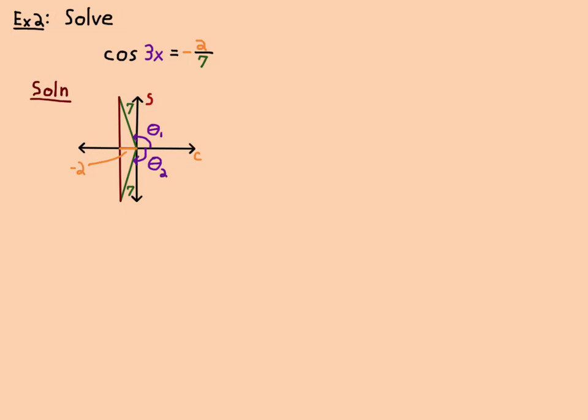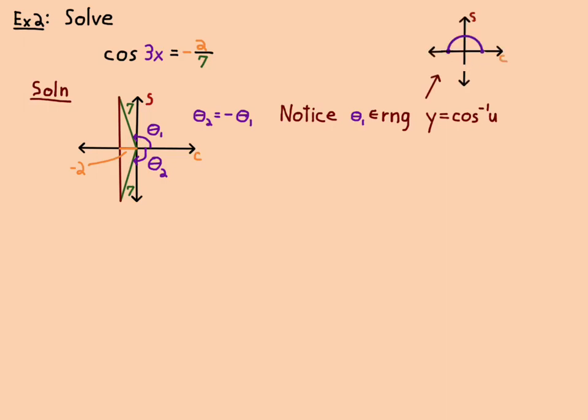And notice I have a theta 1 going to the 1 in the second quadrant, and theta 2 going to the 1 in quadrant 3, and those are actually opposites of each other. Notice that theta 1 is in the range of the inverse cosine function, which is the upper half plane. So if I did the arc cosine, I would get theta 1, not theta 2.